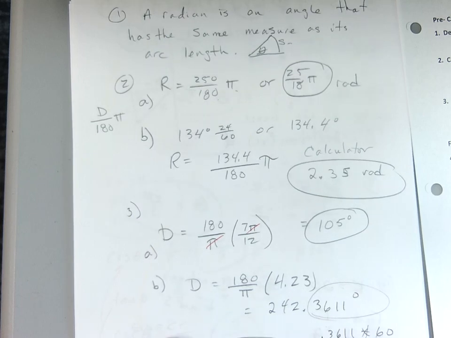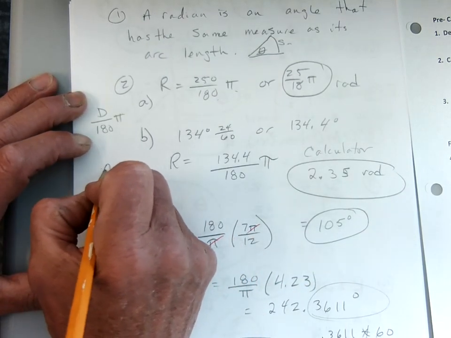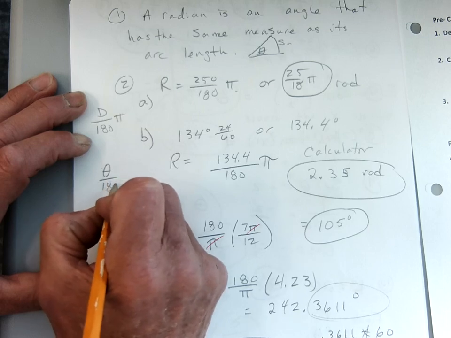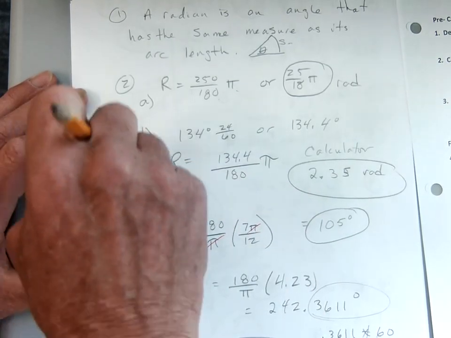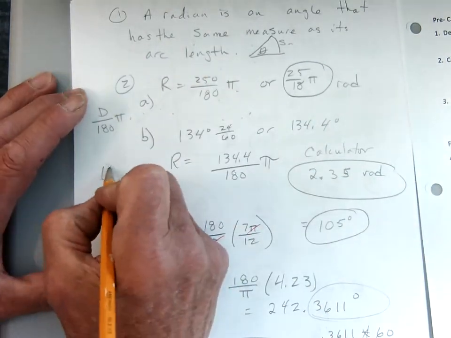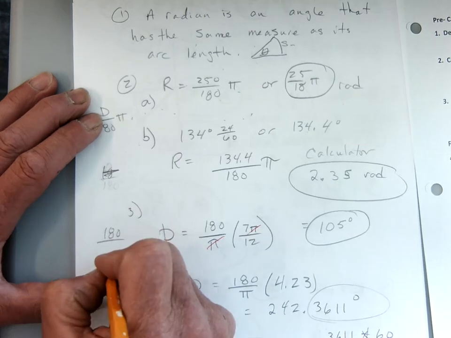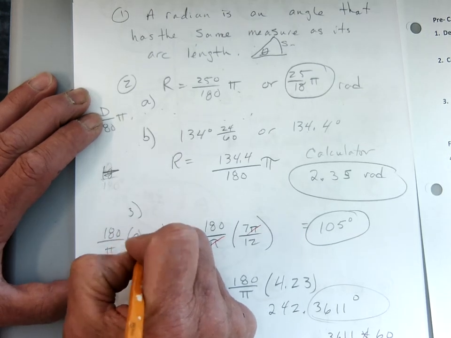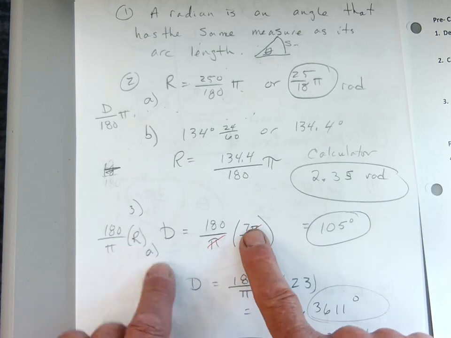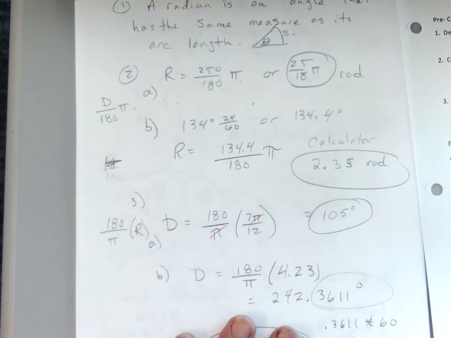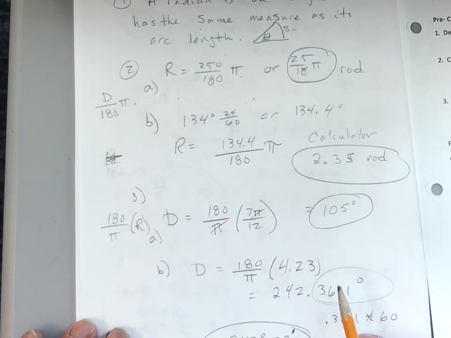Okay, number 3, we use the other formula, which is theta over 180 times your radian. Nope, I got that wrong. My bad. It's my 180 times pi, I'll put it down here. 180 over my pi times your radian. So I did that. I put my 7 pi 12ths in for my radian. I canceled the pi's. 180 times 7 divided by 12 is about 105 degrees.